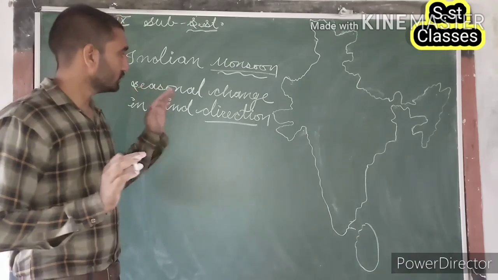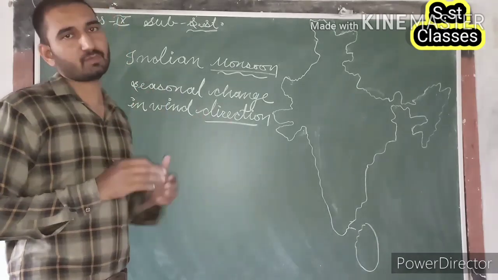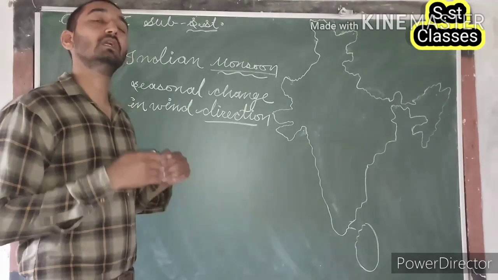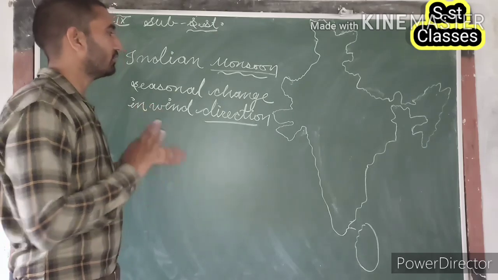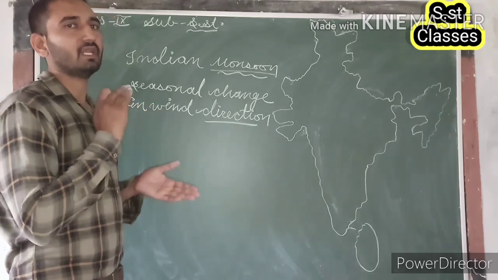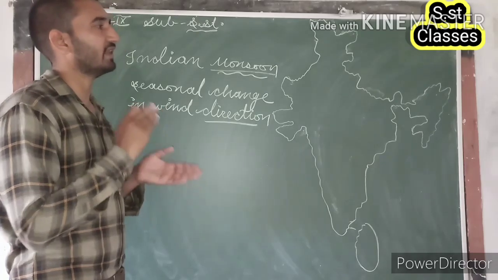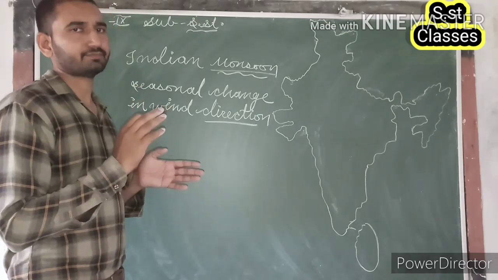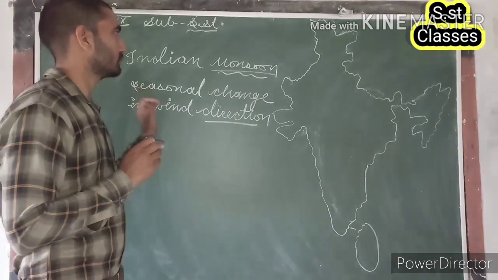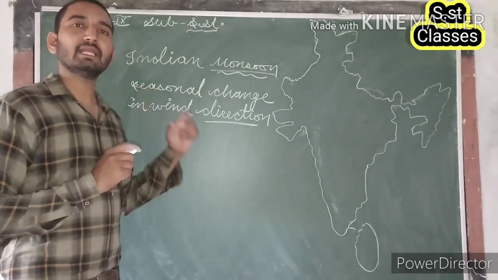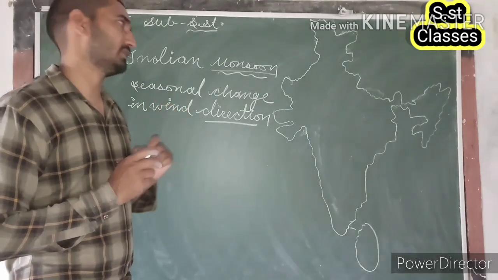So monsoon means the seasonal change or seasonal reversal in the wind direction, means along with the change of the season the direction of the wind also changes in India, and this kind of characteristic present in the Indian subcontinent is referred to as monsoon. So in this way the Indian climate is referred to as a monsoon type of climate.